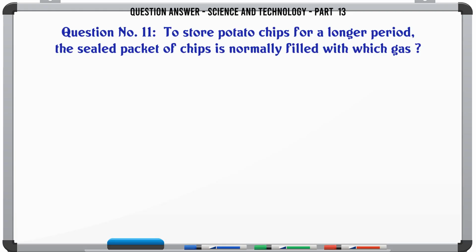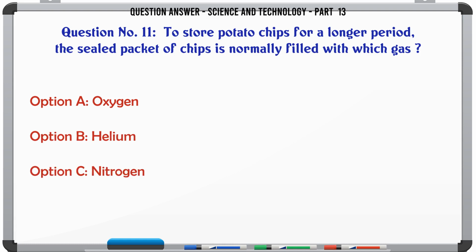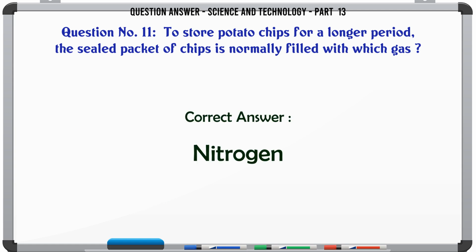To store potato chips for a longer period, the sealed packet of chips is normally filled with which gas? A. Oxygen. B. Helium. C. Nitrogen. D. Carbon dioxide. The correct answer is nitrogen.